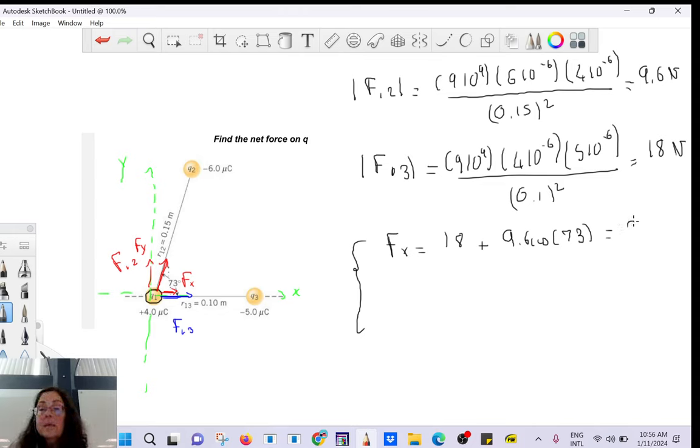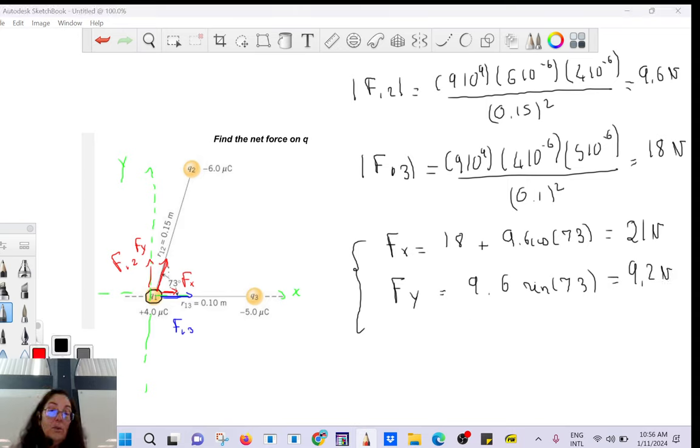Do you agree? And you get 20 something, right? Let's say 21 newton. Don't forget the cosine. Do you all agree? Are you with me? So the y component, there is no y component from the other force, so it will be only this. So it's going to be 9.6 sine 73, which is 9.2 newton, right?